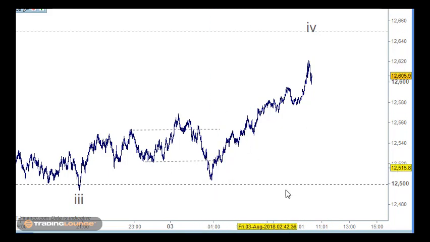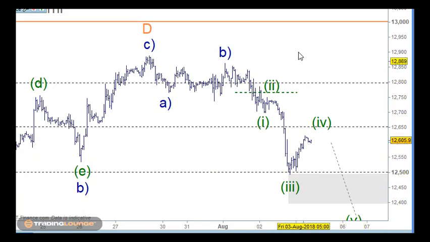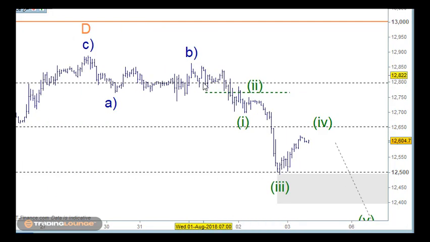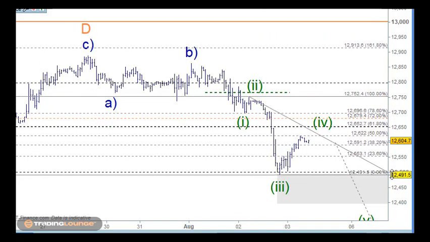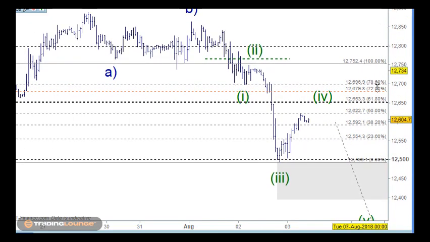If I can just go back to the hourly chart, I've got a different coloured wave 4 here. So yeah, we must be close. It's either this one here or I'll just take that and be conservative. So yeah, we're already at the 38.2%, we're at the 50% here.